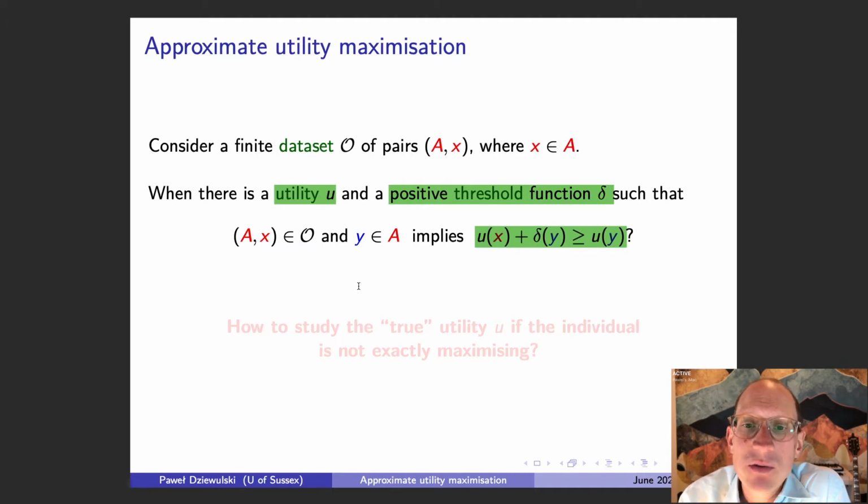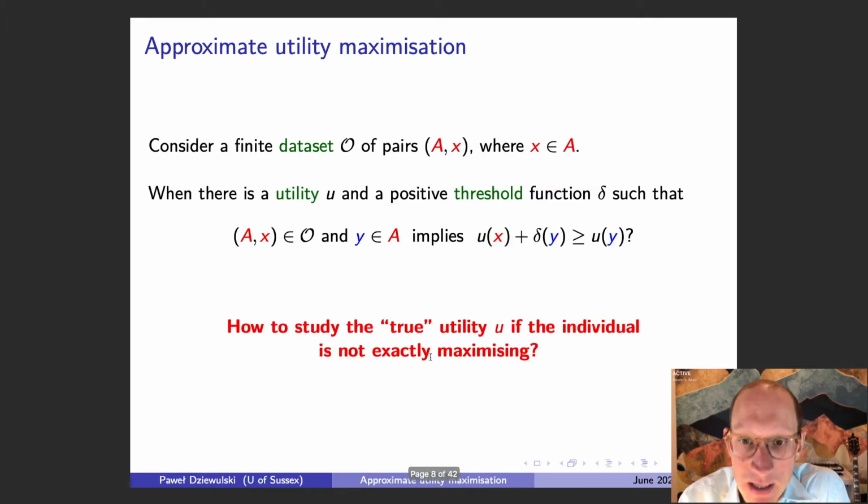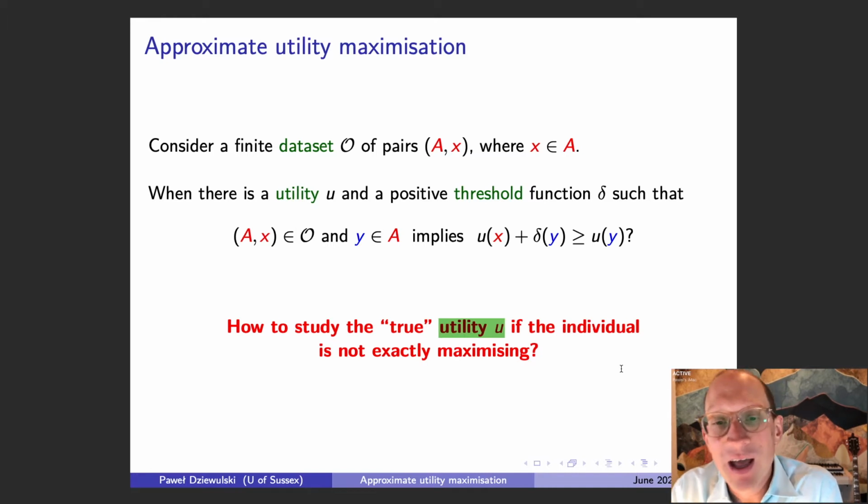Now, for those who are acquainted with interval orders and threshold representations, they obviously know what this is. The reason I'm calling it differently is because I really want to focus on the utility function that I will identify with the true preferences of the individual, that is, as if exact maximization were possible. And I really want to study this object.